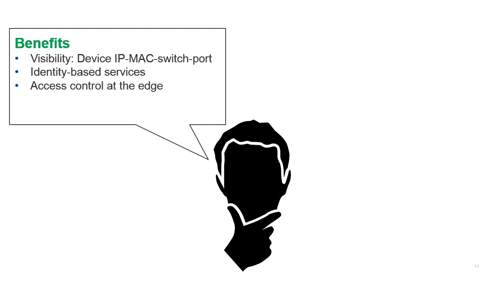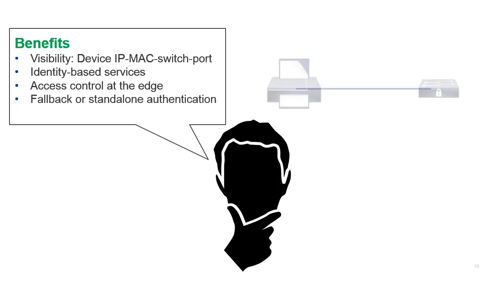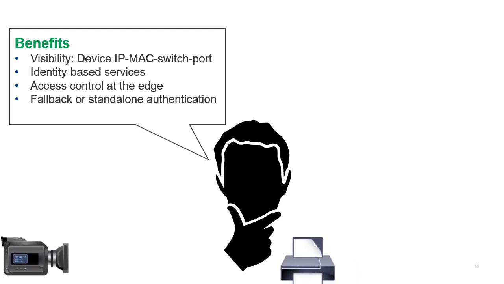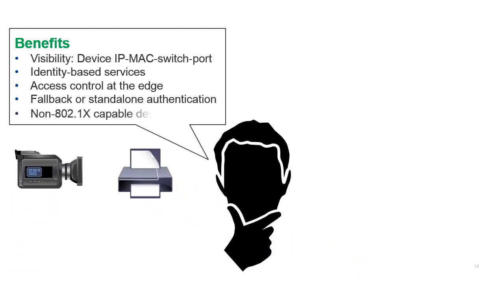MAB can be deployed as a fallback mechanism for 802.1x. When endpoints connect, the NAD tries to use 802.1x. If there's no response, it tries MAB next. Of course, MAB can also be deployed as a standalone authentication mechanism. And remember the primary use case for MAB. It can authenticate non-802.1x capable devices.